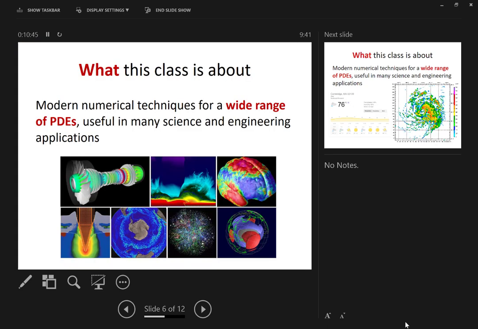And this class is about not just the aerospace applications, but numerical techniques for a wide range of partial differential equations, useful in many science and engineering applications like turbo machinery, like physics of larger geological scales and astrophysics, mechanical engineering, a lot of other things.